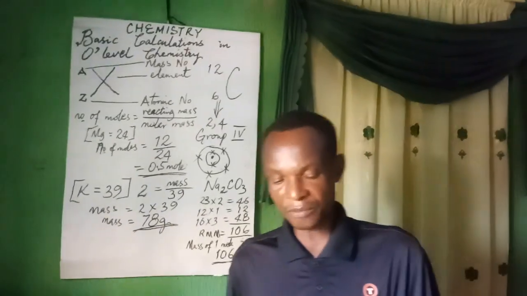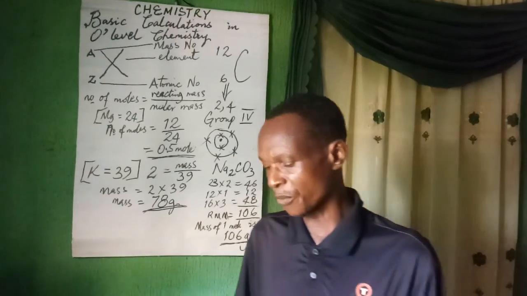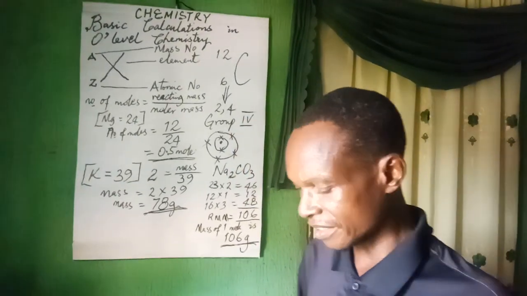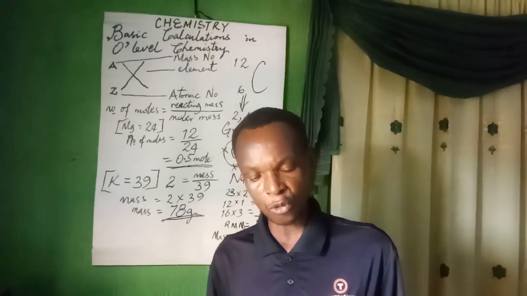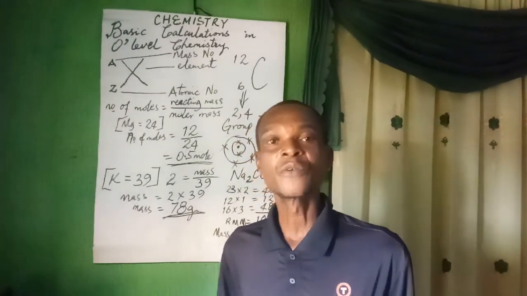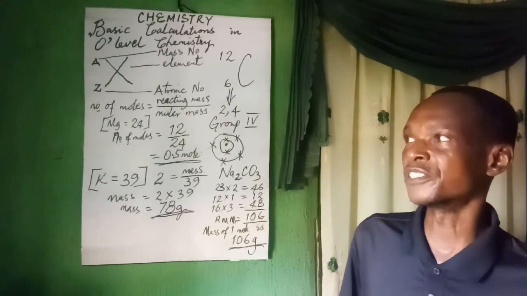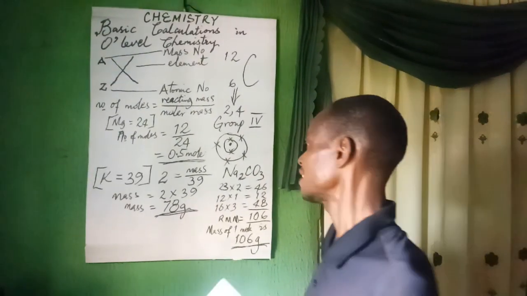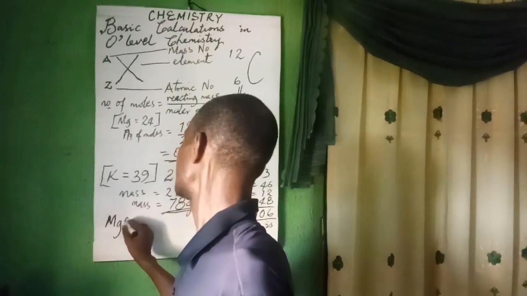The next compound we shall look at is magnesium chloride. After this, I'll give you 2 examples that you will work on your own as assignment, which I will provide their solutions in the next video. The next compound I said is magnesium chloride, written as MgCl2.